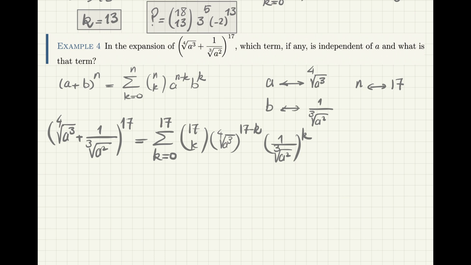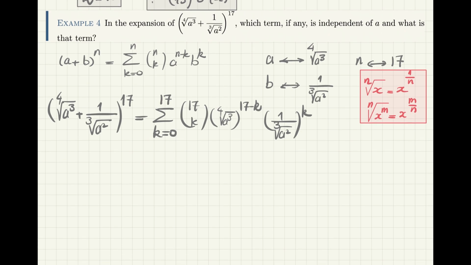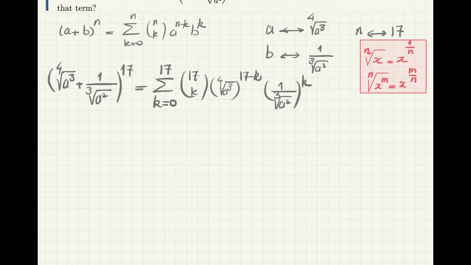Now I will start simplification as much as possible. And in this kind of problems, you need to remind yourself of these two formulas. The nth root of, for example, x is x to power 1 over n, and the nth root of x to power m is x to power m over n. So these are the formulas that are handy in these types of problems. Okay, so you need to do the same thing here. So what I do, let us concentrate on this bit.